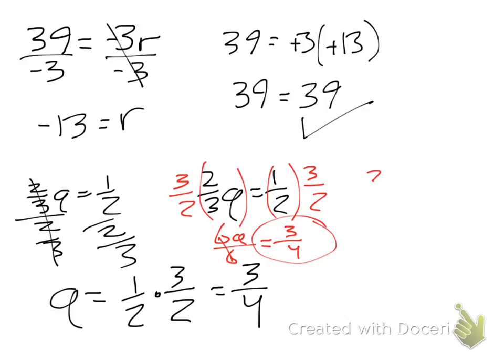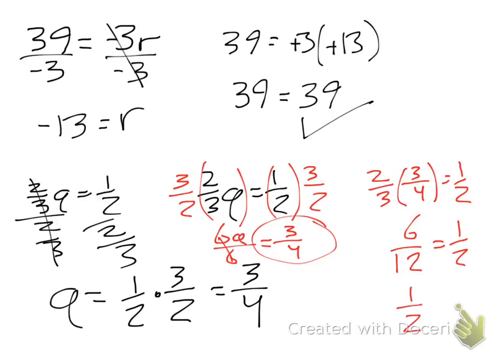So the original problem was 2/3 times 3/4, yeah? Should equal 1/2. 2 times 3 is 6 over 12 equals 1/2. And 6 divided by 12, which is 1/2, equals 1/2. Check.